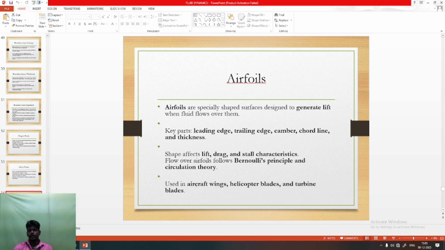Then third, the shape affects the lift, drag and stall characteristics, because a good design will produce more lift. This is advised by the NACA, the National Advisory Committee for Aeronautics. They give some guidelines on airfoil shapes and how to generate more lift. The flow over an airfoil follows Bernoulli's principle and circulation theory. Finally, it is used in aircraft wings, helicopter blades and turbine blades also.